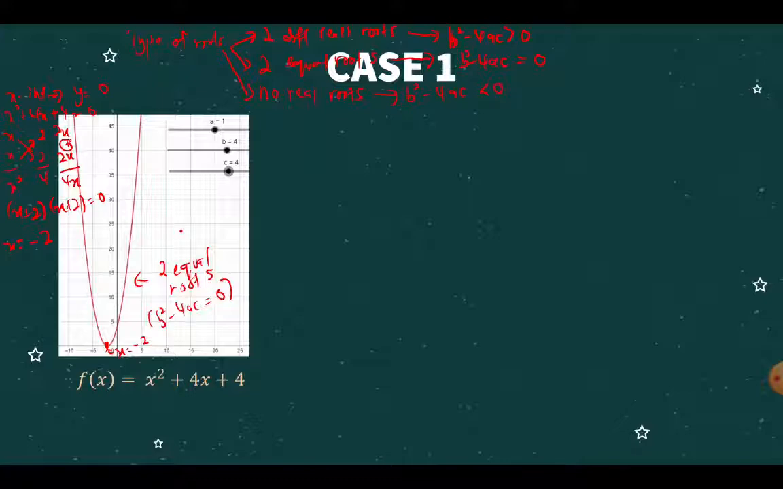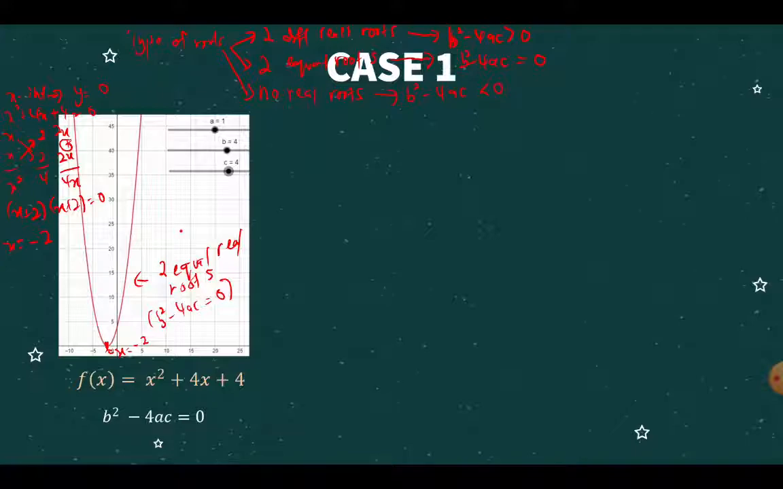But from here, we can see that the value of x is at 1 point, which is -2. So we know that this is 2 equal real roots. Okay, 2 equal real roots. So we relate it with b squared minus 4ac equals to 0.